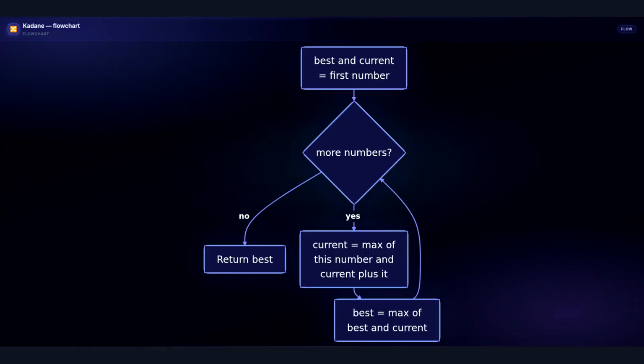The shape is this. Seed both best and current with the first number. While numbers remain, set current to the larger of the current number alone, or the running sum plus it, update best and loop. When the numbers run out, return best.